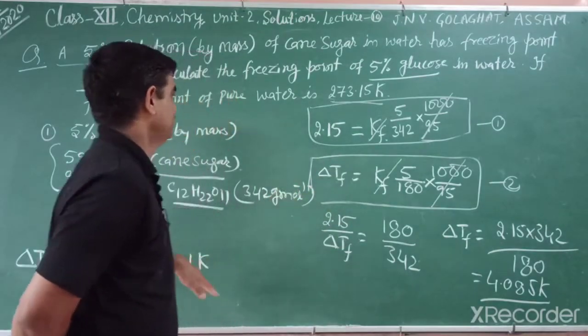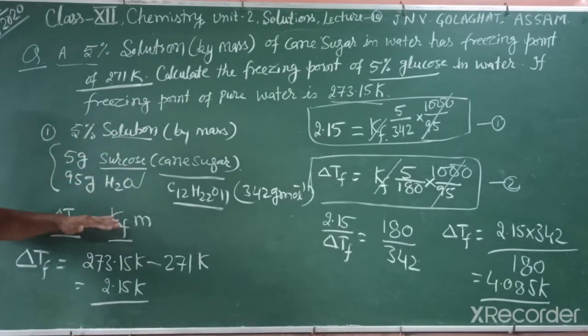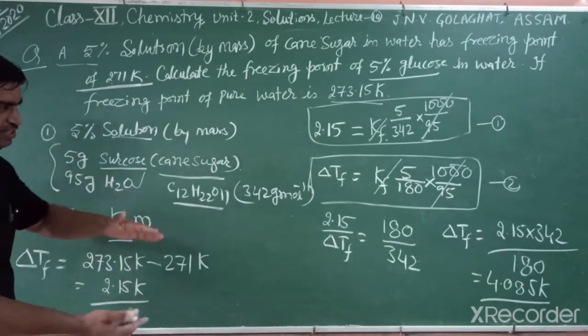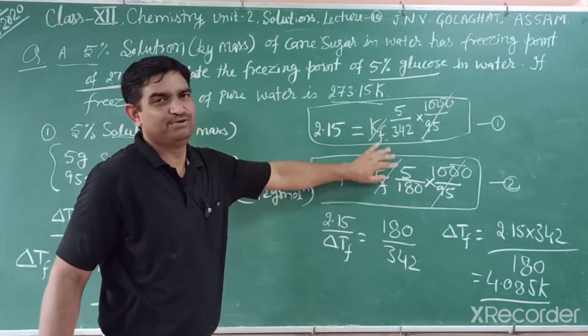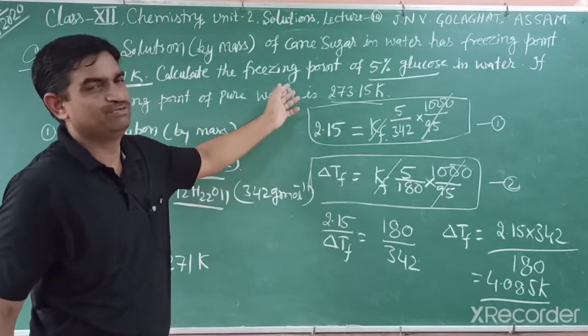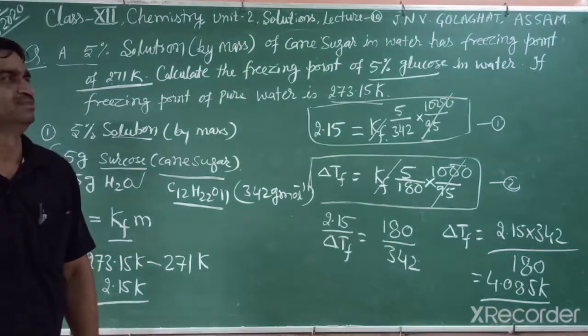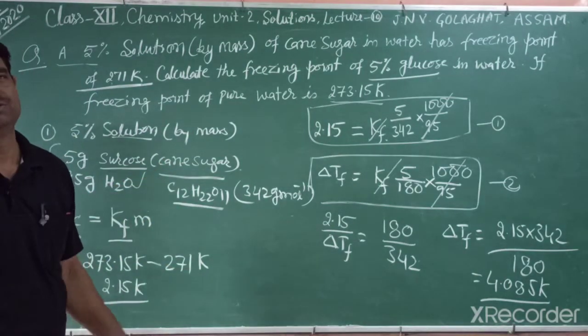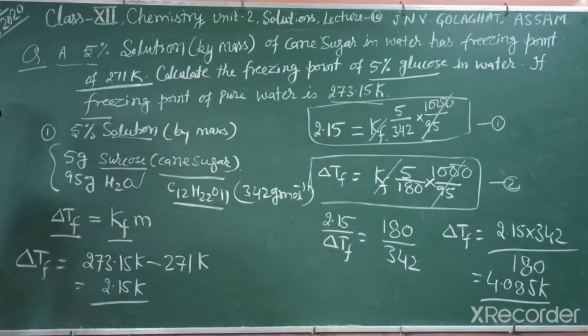Okay, you can solve it: first find the value of 5%, then 5 gram, 95 gram. Then you write the formula. Both formulas are the same, both have the same solvent, so Kf values are the same, Kf cancels. So you can solve this numerical, and this numerical came in the CBSE exam in 2015 and 2018 also. Both times we got 3 marks for this numerical.